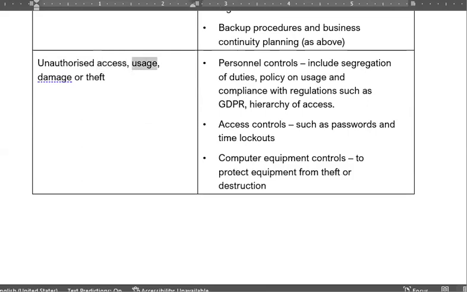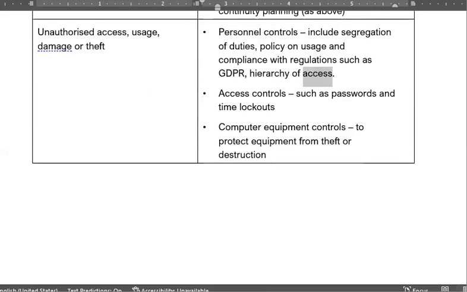Unauthorized access, usage, damage, or theft. Personnel controls include segregation of duties, policy on usage and compliance with regulations such as GDPR, and hierarchy of access. Access controls, such as passwords and time lockouts. Computer equipment controls, to protect equipment from theft or destruction.